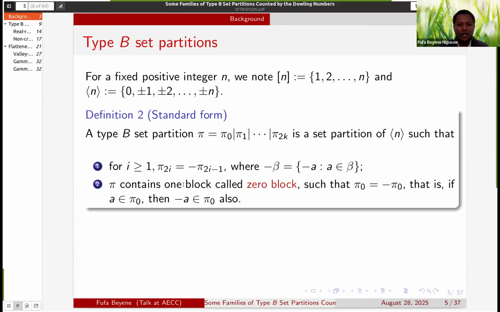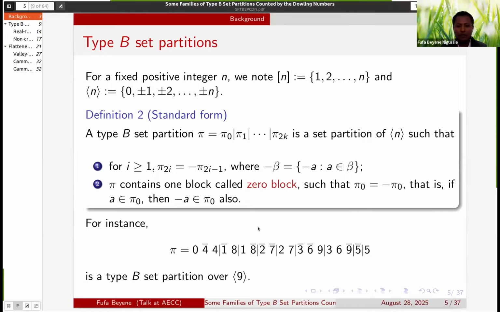The second condition is that pi contains one block called the 0 block, such that this block and its opponent, its negative, pi 0 and minus pi 0, are equal. I will have some example for this.